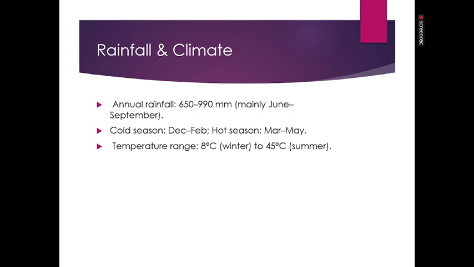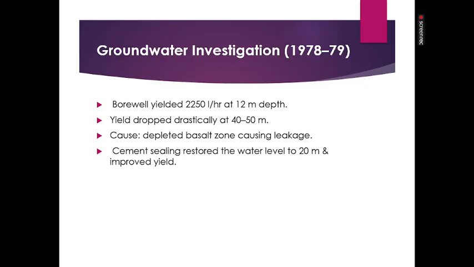Rainfall and climate. The annual rainfall ranges from 650 to 990 mm, mainly June to September. Cold season is December to February, hot season March to May. The temperature ranges from 8 degrees Celsius in winter to 45 degrees Celsius in summer.